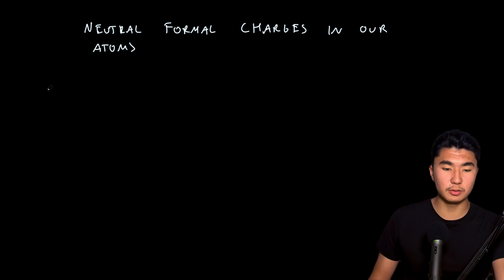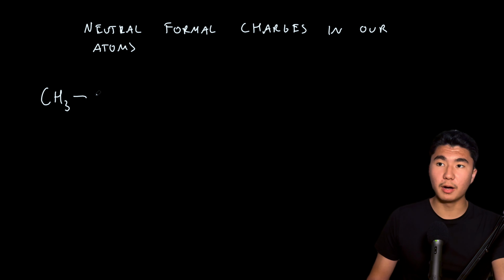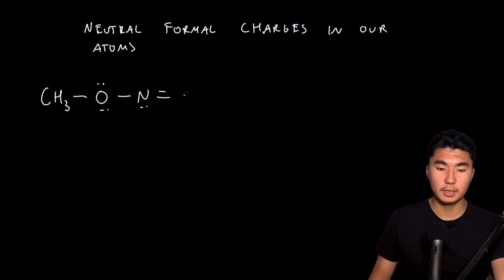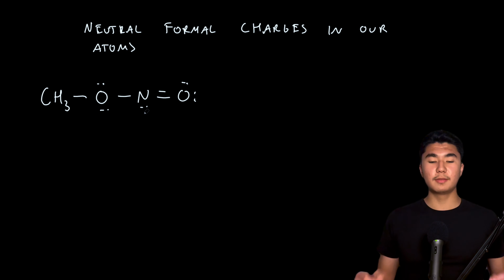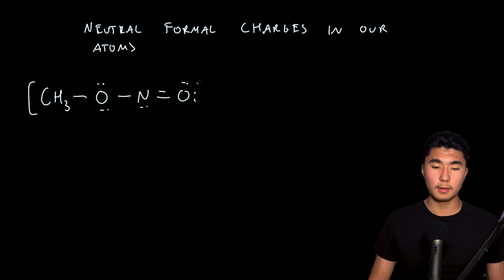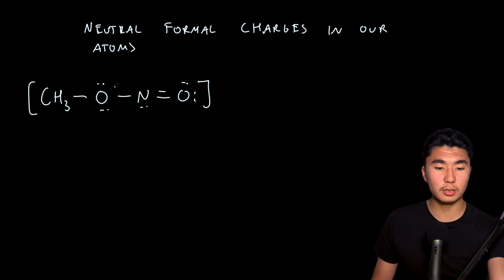So if we write the Lewis structure of that, it'd be CH3, and it would be bonded to an oxygen over here and a nitrogen, and we'd have a double bond of that oxygen over here. So this is our Lewis structure of methyl nitrate. And as you can see, we're filling all the octet rules. We filled all the valence electrons, so we don't have any formal charges.